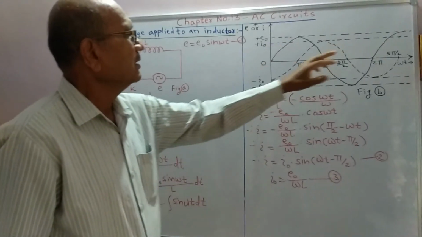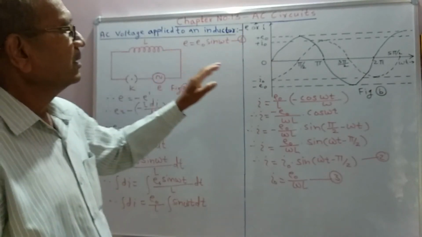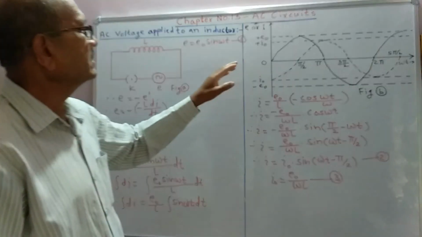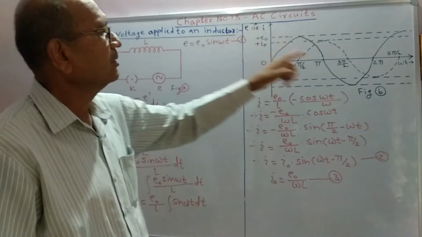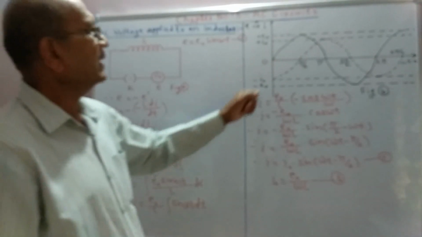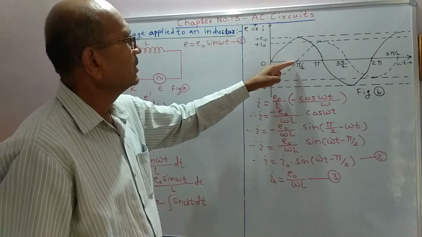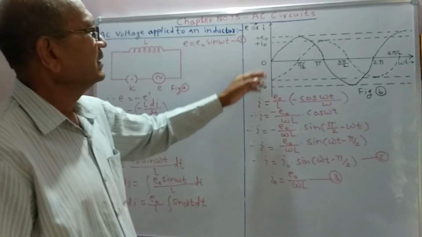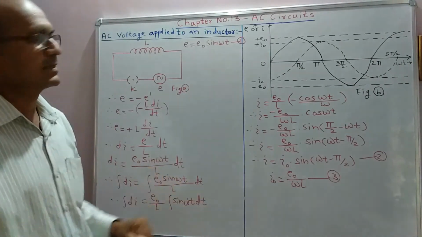Solid sine curve represents variation of E with omega t, while dotted sine curve represents variation in the value of instantaneous current I with omega t. From this graph, it can be seen that at an instant when current is 0, EMF is maximum. This shows that EMF leads the current by pi by 2 radians.